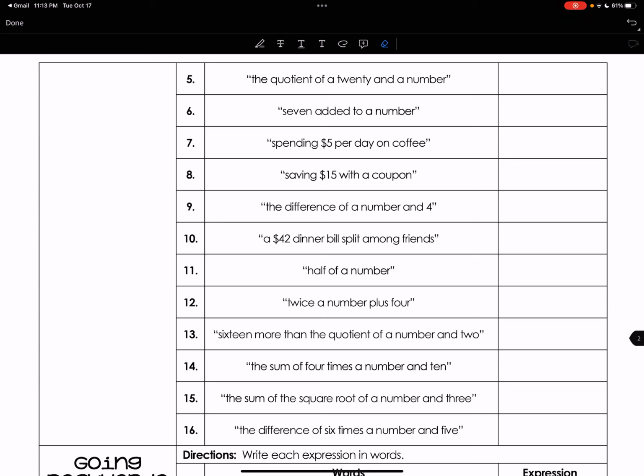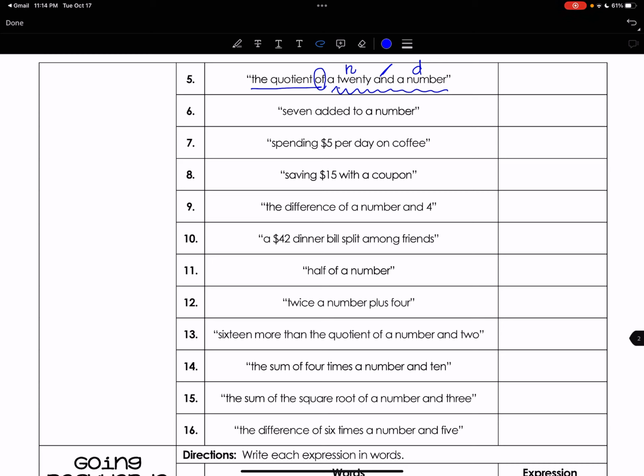So the quotient is again a fraction. So, and then of, you're gonna see two values. You're gonna make this as a fraction. So the first value comes as numerator, and then the second value comes as denominator.